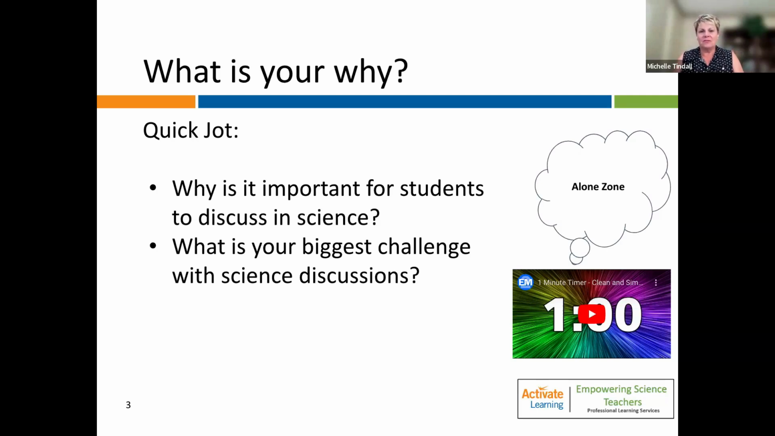So the alone zone gives them that quiet place to collect their thoughts before they're doing a turn and talk, or before they're taking it to their small group or to a large group. And what we find is that giving students that opportunity to think first helps them feel more confident in sharing. It gives them something to look at when they are doing their talk.